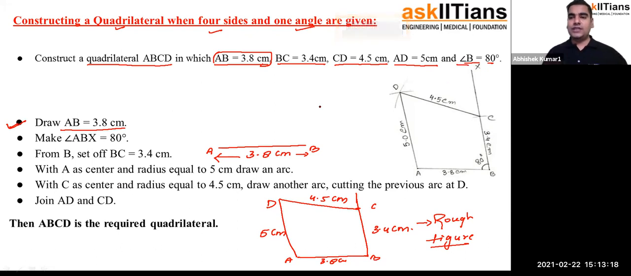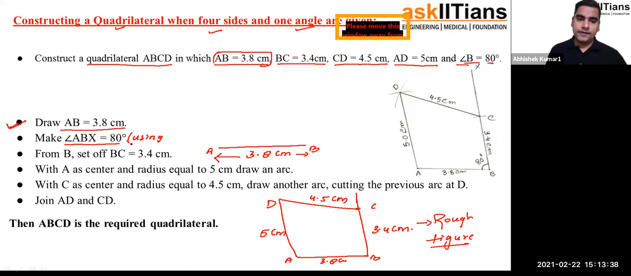Angle B is provided to us 80 degree. We know 80 degree is an acute angle, and it is 10 degree lesser than 90 degree. And to draw 80 degree, you need to use your protractor, guys. So you have to make angle ABX equals to 80 degree using protractor. I'm writing here. Or using D also, you can say. So let's say this is my angle ABX. Right, this is, let's say, 80 degree, and that's my angle ABX. I'm calling it X. Okay, done.